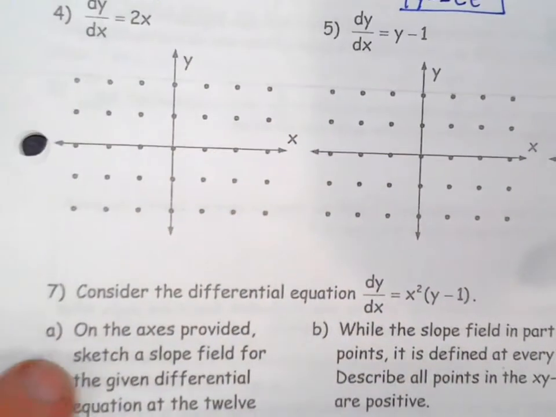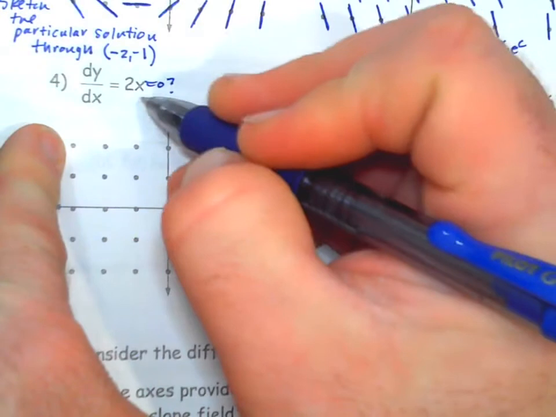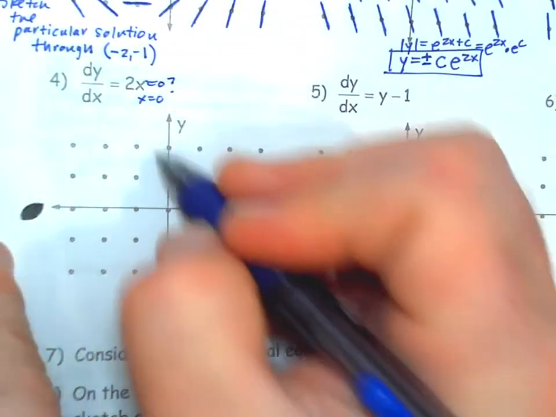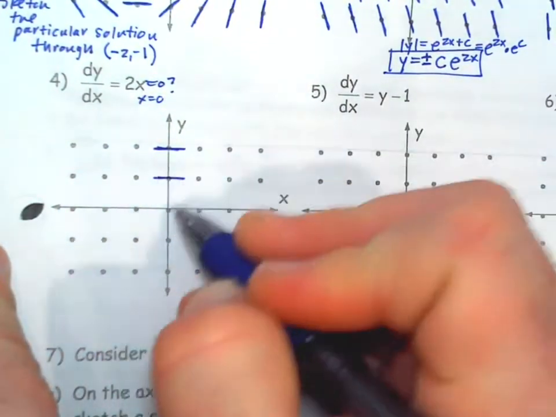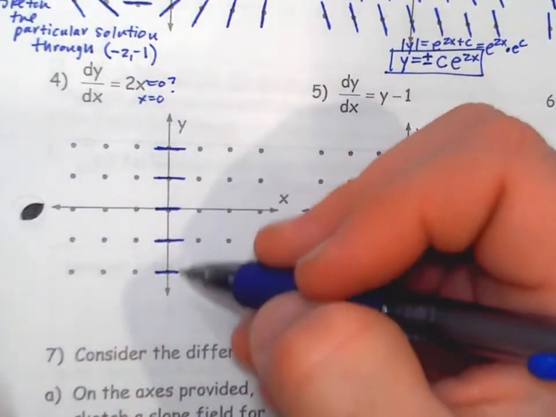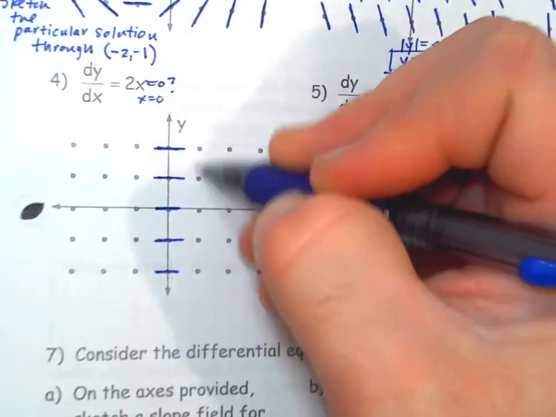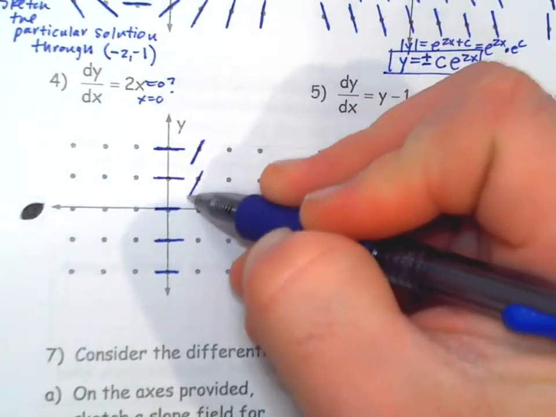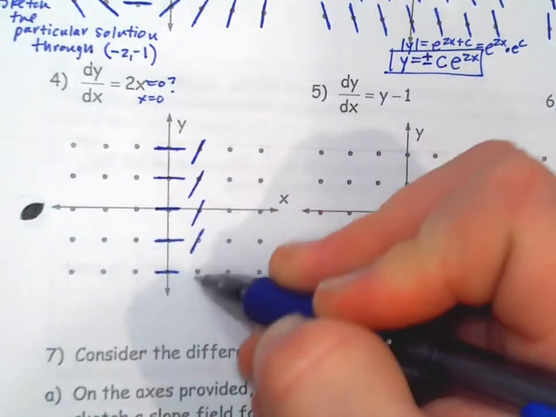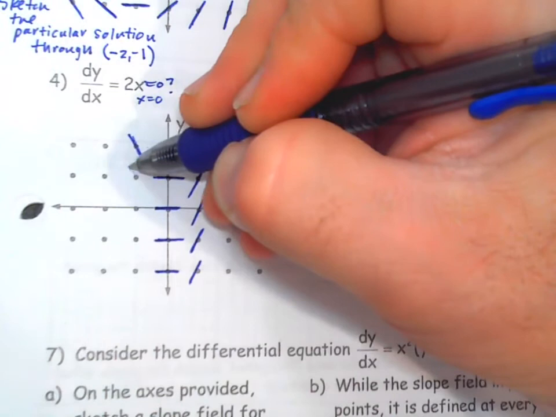Okay, number 4. I'd look for 0 slopes first, which is going to be when x equals 0. So that's the y-axis. They're never undefined, but this might provide symmetry. It just depends on x. So when x is 1, you get a slope of 2, no matter what the y value is. When x is -1, you get a slope of -2, no matter what the y value is.